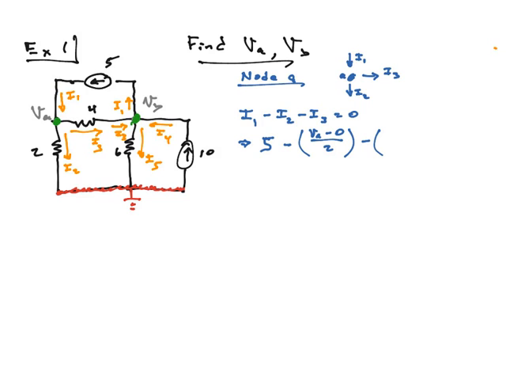Do I know what I3 is? No, it's not a source, so I change it to V over R. Where is it starting? It's starting from VA, and it's going towards VB. So VA minus VB divided by the resistor, which is 4. And so now I have I1 minus I2 minus I3 is equal to 0.